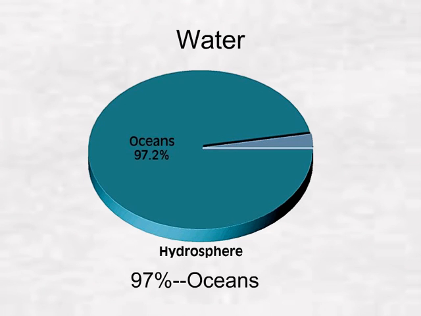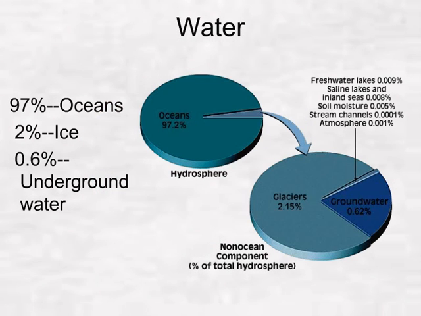A little over 97% of all the water on Earth is in the oceans in the form of salt water. Another 2% of the water on Earth is in the form of ice, locked up in the glaciers, mostly on Greenland and Antarctica. Most of the rest of the water is underground water, followed by salt lakes, freshwater lakes, water in soil, streams and rivers, water in living things and in the atmosphere. At any given time, less than 1% of the Earth's water is involved in the hydrologic cycle, but this small amount is very critical to life.